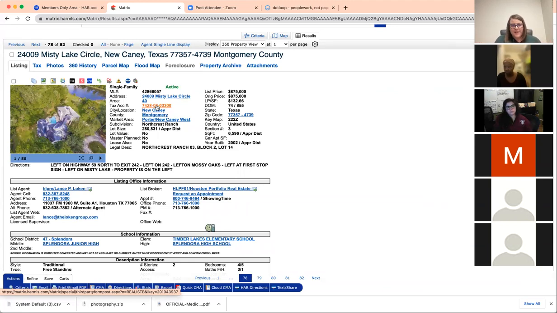So since I've been in real estate, they keep changing Matrix or whatever database we use. And on top of it, like this bar right here was not here like 5 months ago. So how I teach you is how I learn. And so just know that there might be different ways to find this information. This is how I do it. Okay, so I click on tax account number.